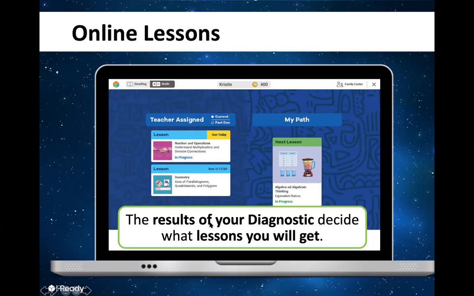The teacher assigned is very important. Why? Because that's what I will be giving you. Those are lessons from me that I am telling you, work on this. And that'll usually be focused on what we've done. So that'll pretty much be like homework assignments, kind of like the Khan Academies and stuff like that.